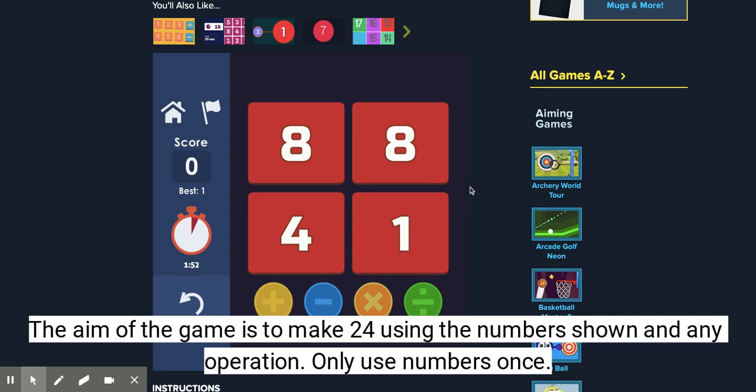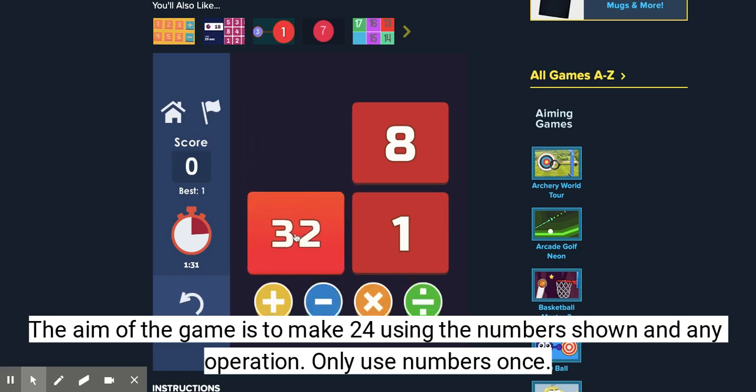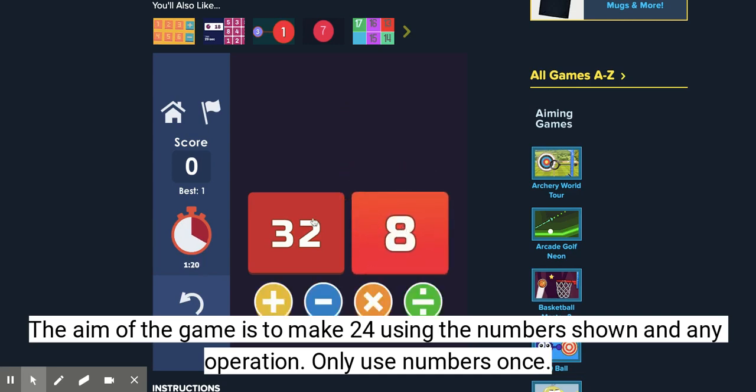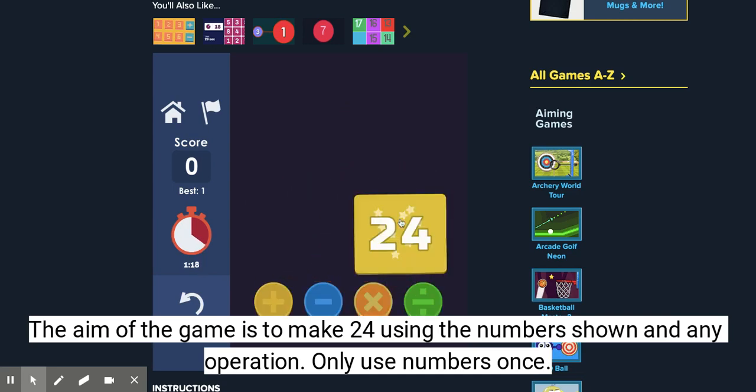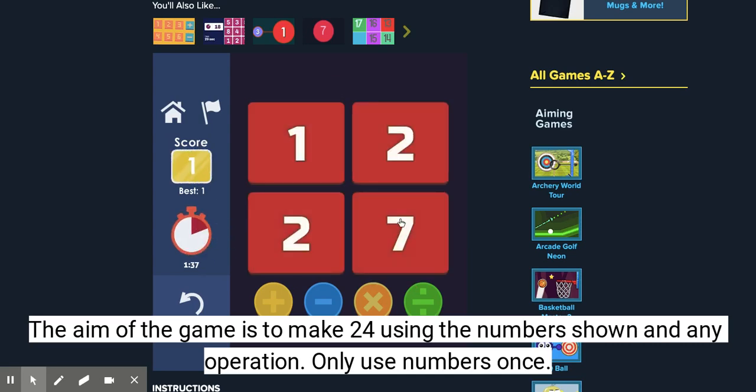So I can see 8 add 8 is 16, plus 4 is 20, plus 1 is 21. That's not going to help. I think 8 times 4 is 32. 32, I think, is 8 more than 24. So what I'm going to do is I'm going to do 8 times 1 is 8. And I'm going to do 32 minus 8. And I got it. Let's try another one.